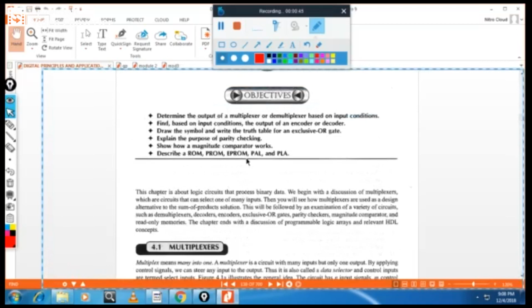Now, for the explanation purpose, I will use the PDF from the book Digital Principles and Applications, Donald P. Leach and Malvino, 7th edition. I will use this PDF for reference purpose.